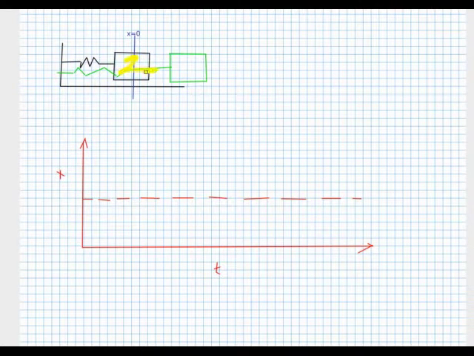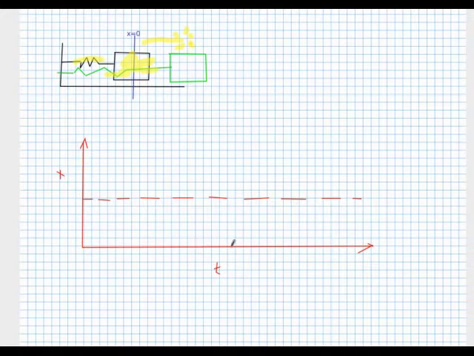block, some mass M. It's on a spring, and we're going to take it and pull it off to the right. And then after we pull it off to the right, we are going to let go. So, it's going to bounce, oscillate back and forth around the equilibrium position. Let's see if we can make a graph of what we think it's going to look like.